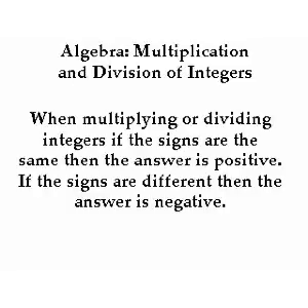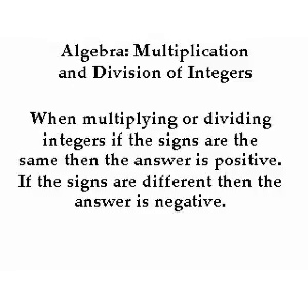Next, we're going to go on to multiplying and dividing integers. And luckily, when you multiply and divide, the rule is the same. When multiplying or dividing integers, if the signs are the same, the answer is going to be positive. So if they're both negative or both positive, the answer is going to be positive. If the signs are different, the answer will be negative.